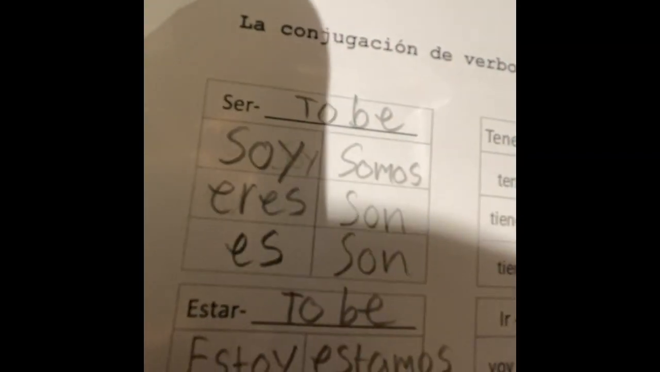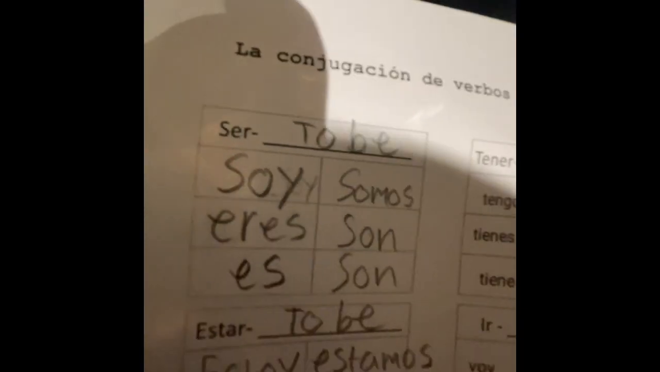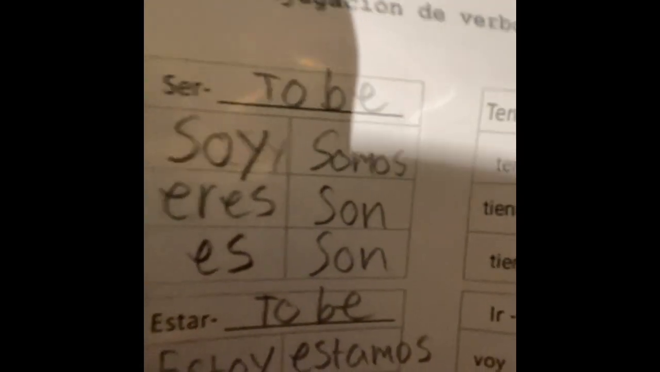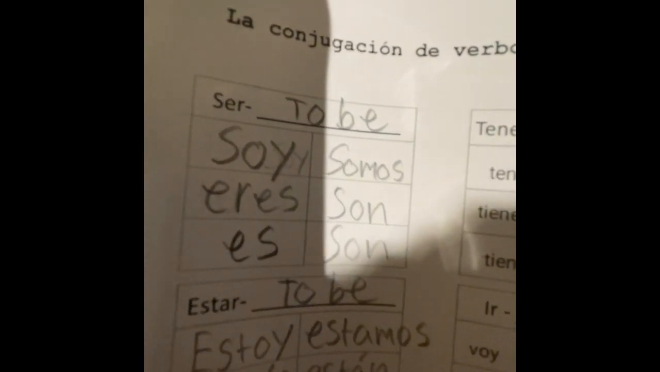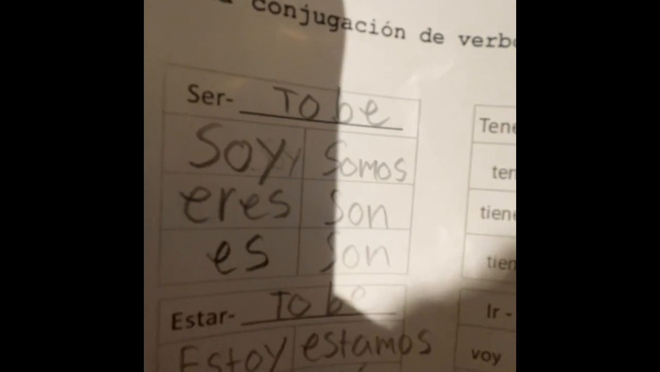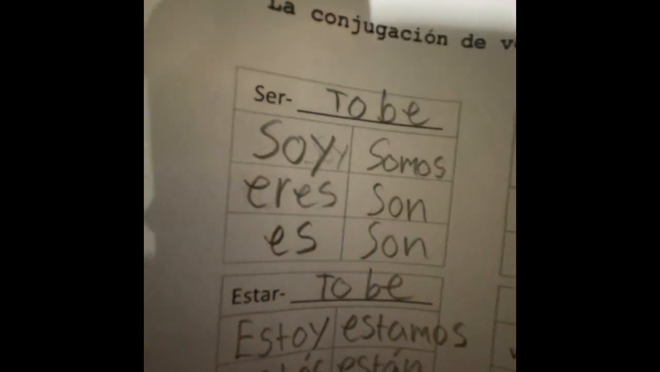Alright, so here are the conjugations for ser and estar. The conjugations for ser are soy, eres, es, somos, son, and son. The conjugation for yo, which means I in English, is soy. The conjugation for tú, which means you, is eres. The conjugation for él, ella, or usted, which means he, she, and usted basically means the same thing as you, is es for all three of those.